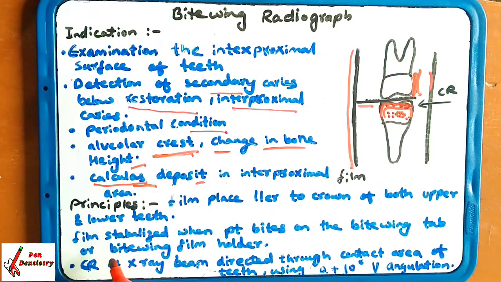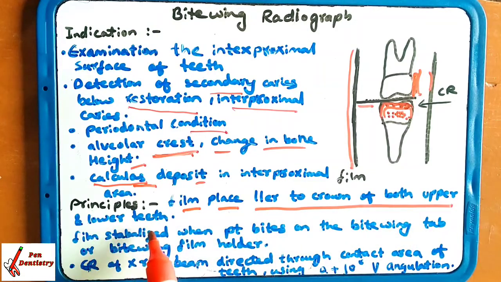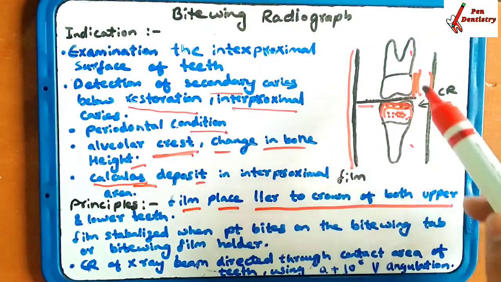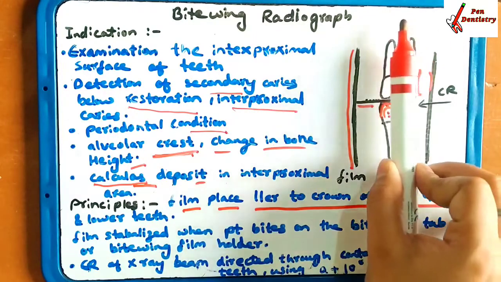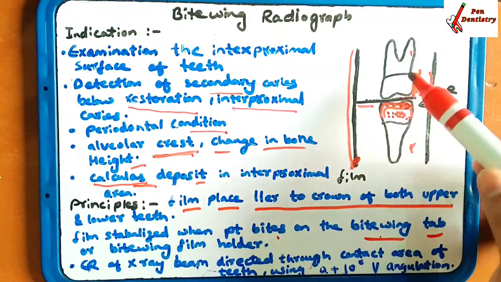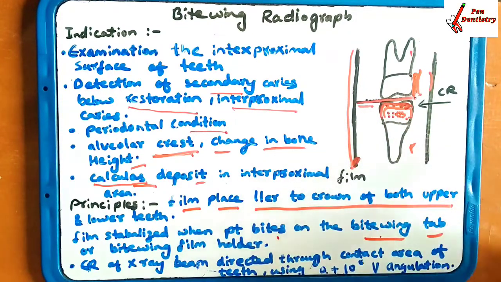Principle: how it is placed, how it is done. The film is placed parallel to the crowns of both upper and lower teeth. This is parallel. Film stabilization: when the patient bites on the bite wing tab or bite wing film holder, the film gets stabilized.